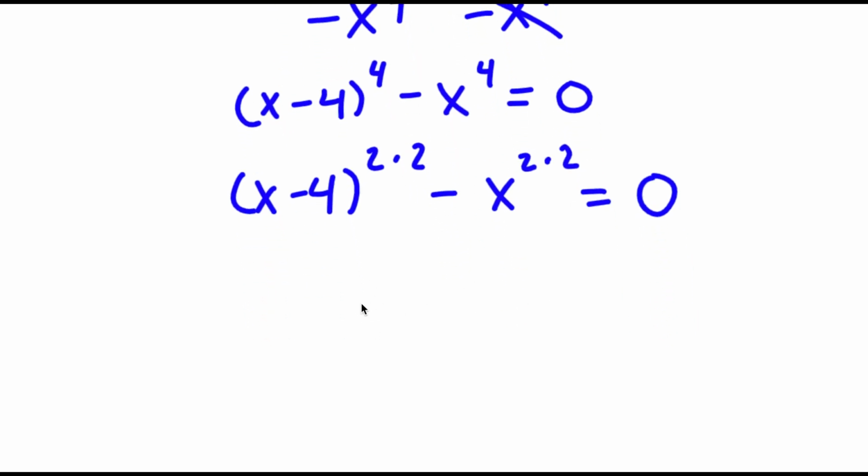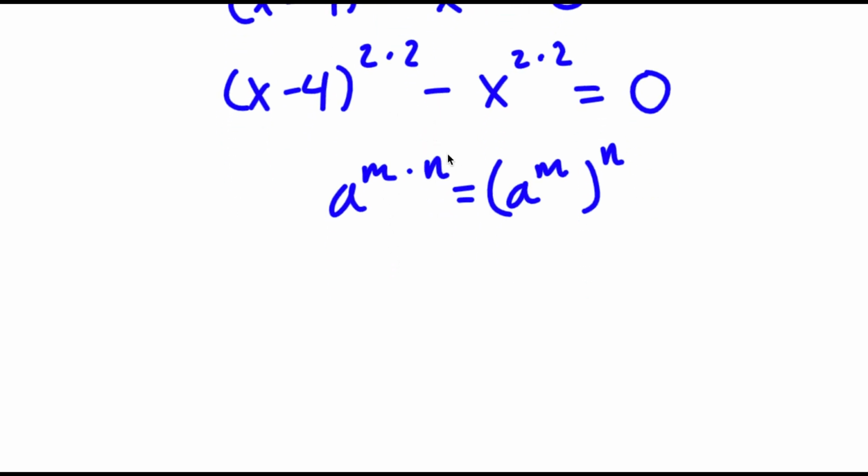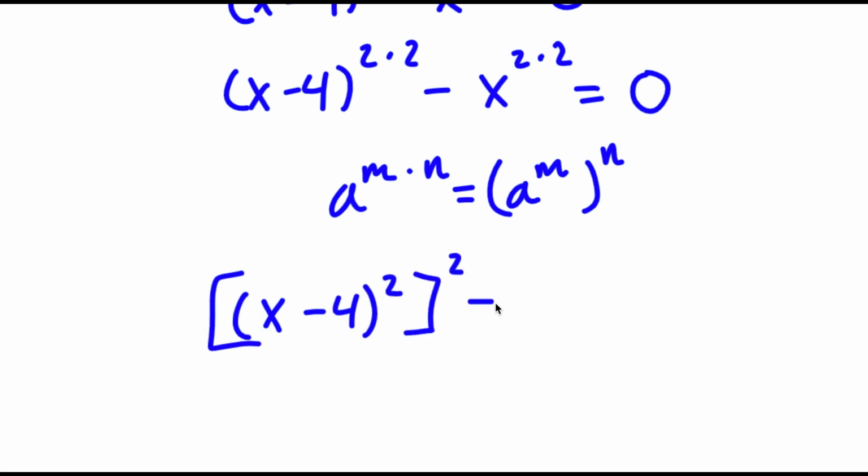So if I have something in the form a to the power of m times n, this is equal to a to the power of m, to the power of n. So (x minus 4) to the power of 2 times 2, that's going to equal (x minus 4) to the power of 2, to the power of 2, minus x to the power of 2 times 2, that's going to be x squared to the power of 2. Now this is equal to 0.